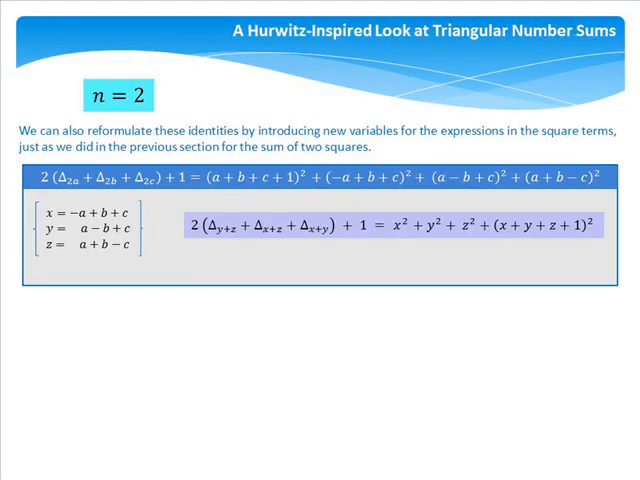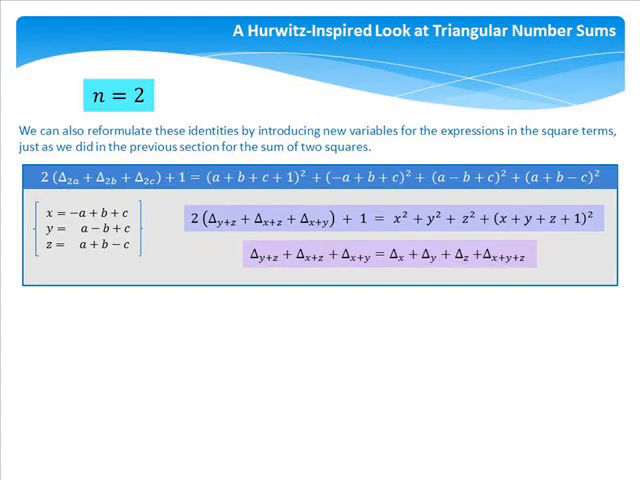This results in an elegant identity that extends to a broader range of integers compared to the identity using variables a, b, and c. Note also that the sum of these three triangular numbers is equivalent to the sum of the triangular numbers x, y, and z, and x plus y plus z.